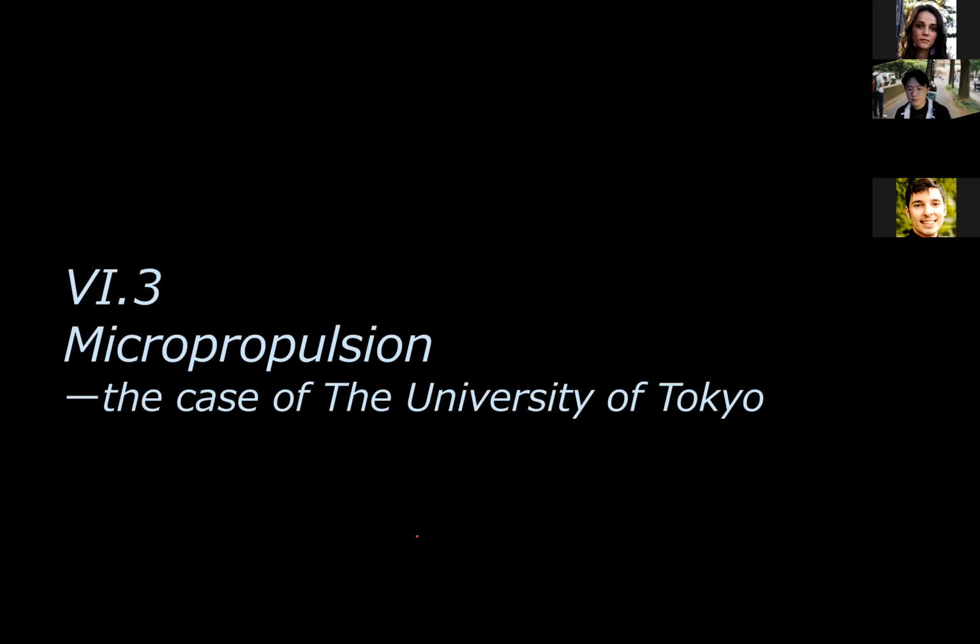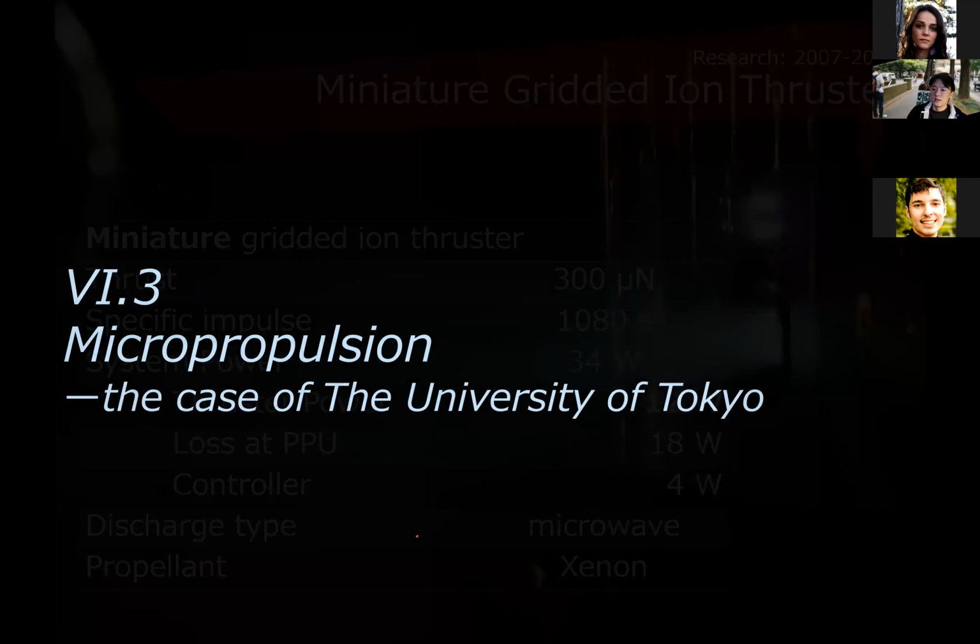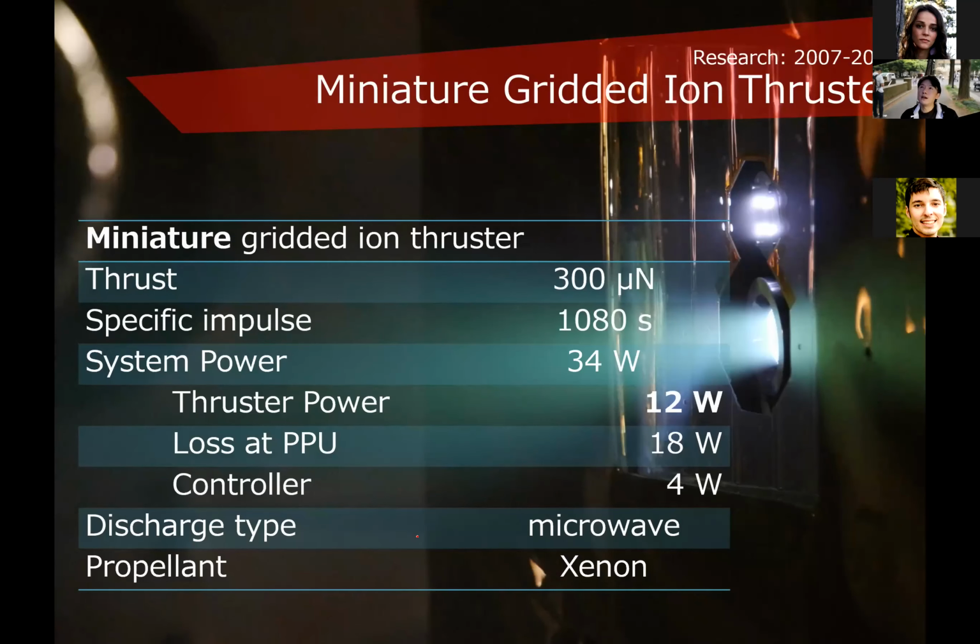Okay, next, I want to talk about the micro-propulsion system developed in our laboratory, our university. In my laboratory, we are studying and developing a number of micro-propulsion thrusters, and one of those is this small gridded ion thruster. Mainly it was developed and studied from 2007 to 2012, and you see the performances of this thruster itself.